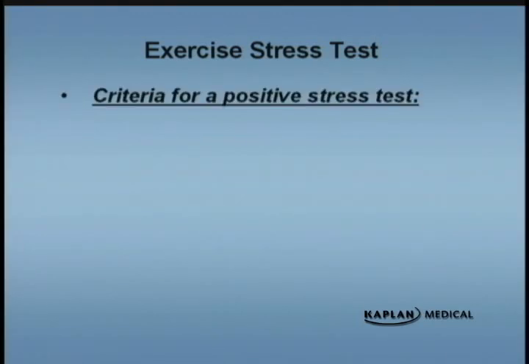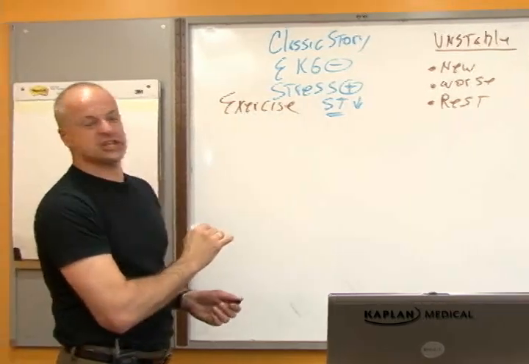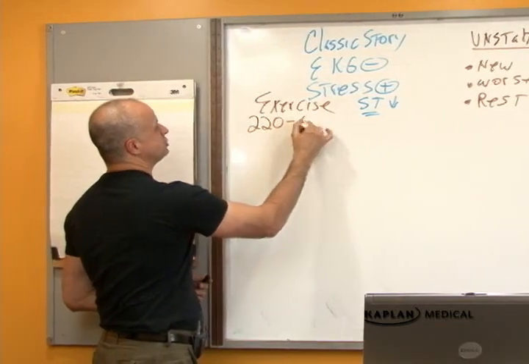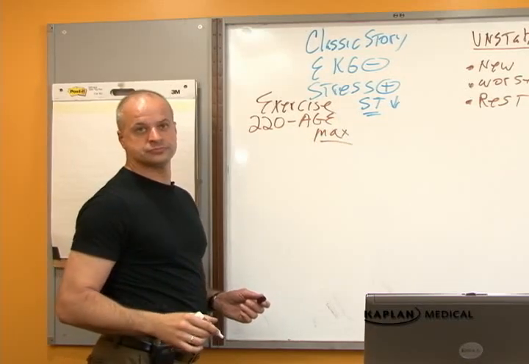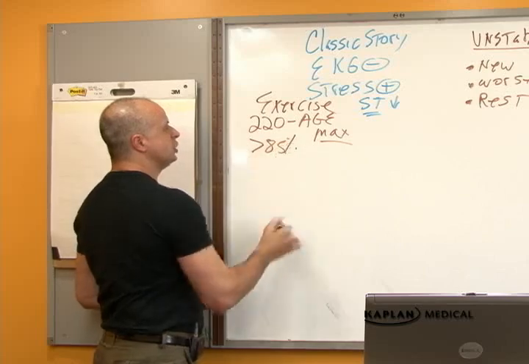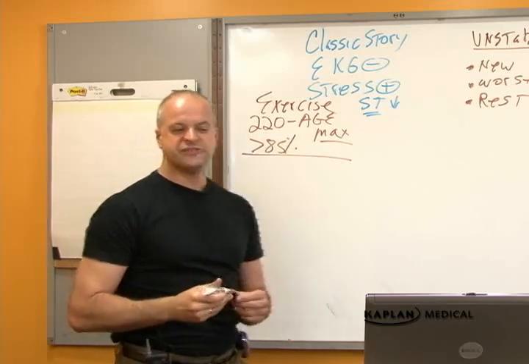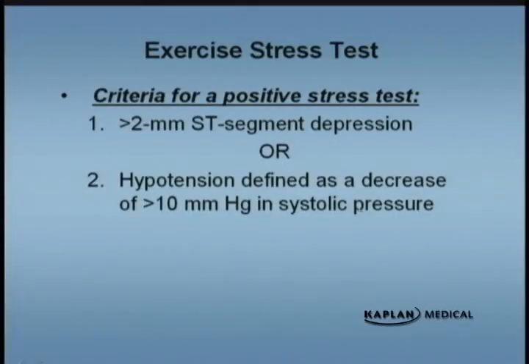Now, what do we take as criteria as positive for an exercise tolerance test? All you need for an exercise tolerance test, one, is to be able to exercise sufficiently. What does exercise sufficiently mean? 220 minus your age is your maximum heart rate. You have to be able to get greater than 85% of that max.